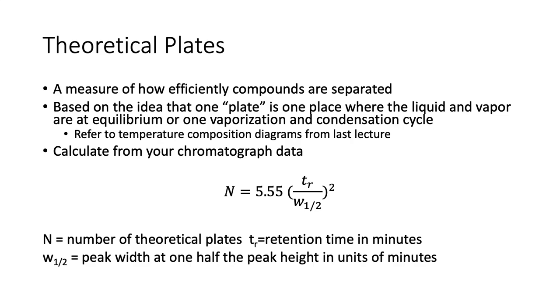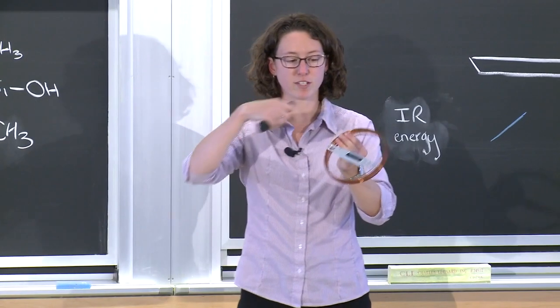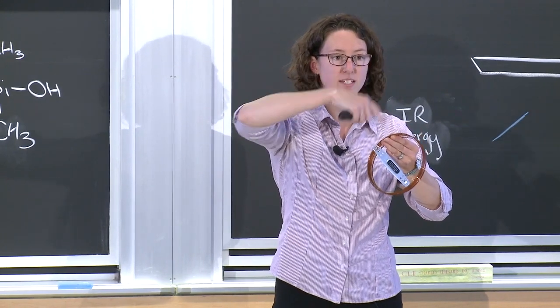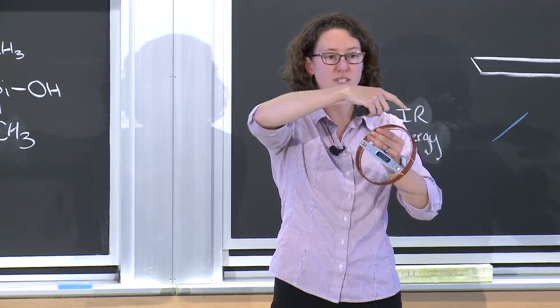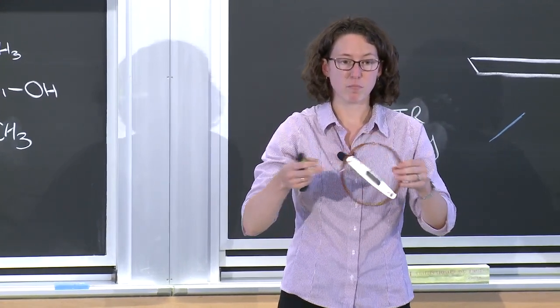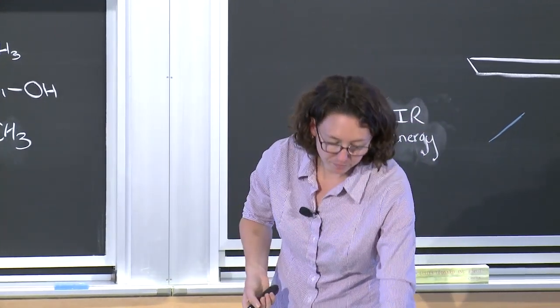So essentially that's what's happening in this GC column. You have a liquid coating on the inside of this tube and your compounds are traveling through it and they can be heated up so they'll repeatedly dissolve and then revaporize in the liquid. And the more times they can do that as they travel through this 30 meters of column, the more efficient your separation is going to be.